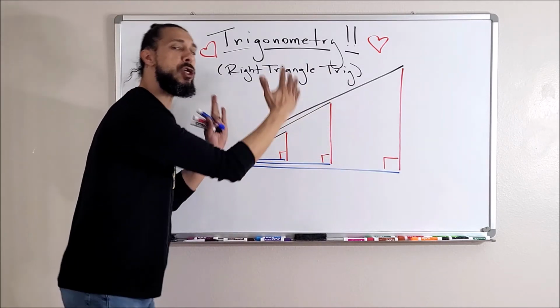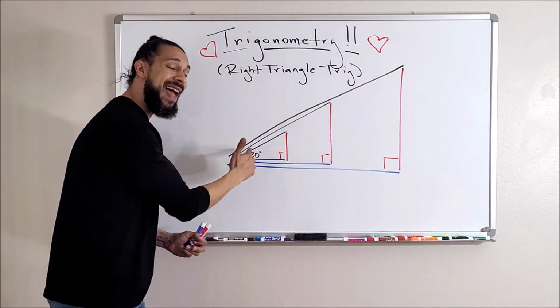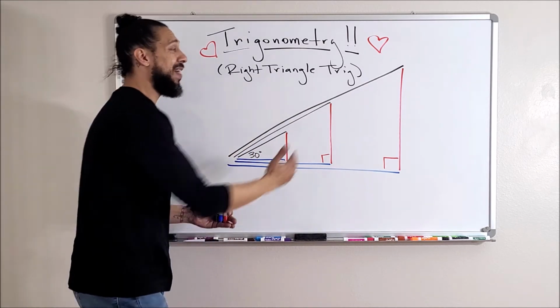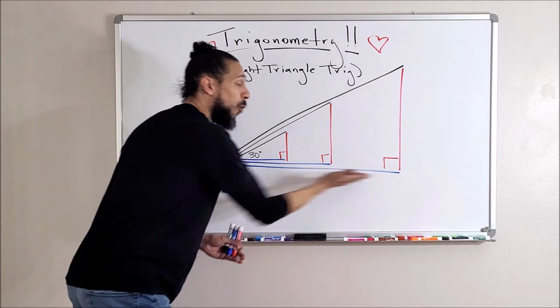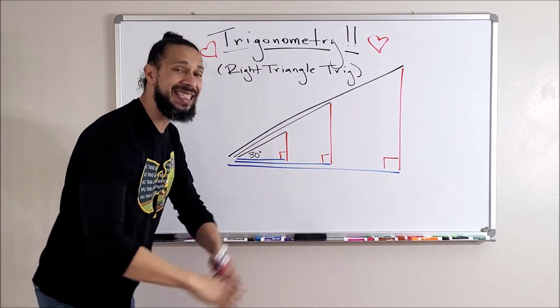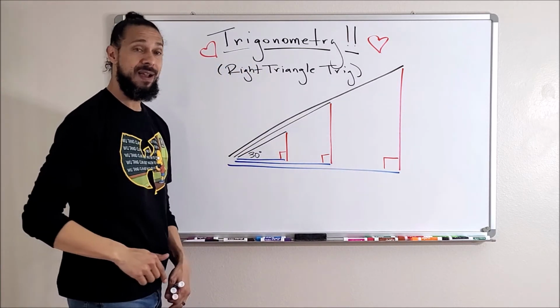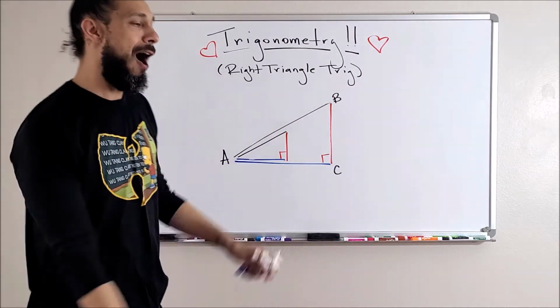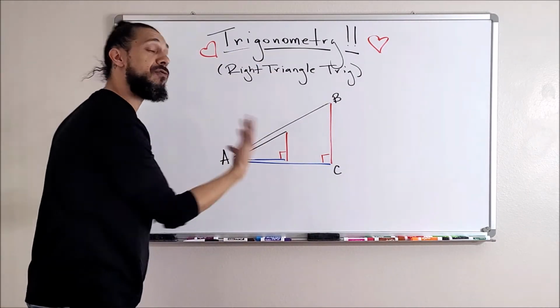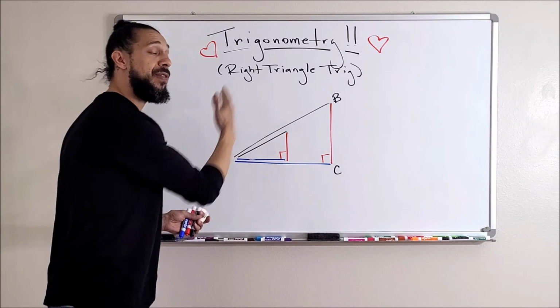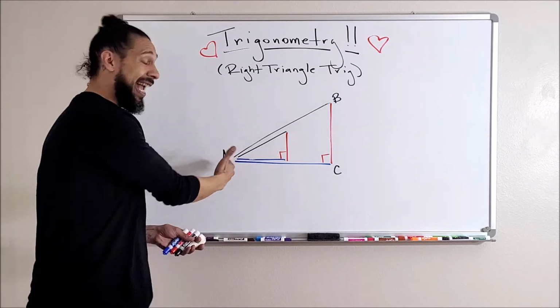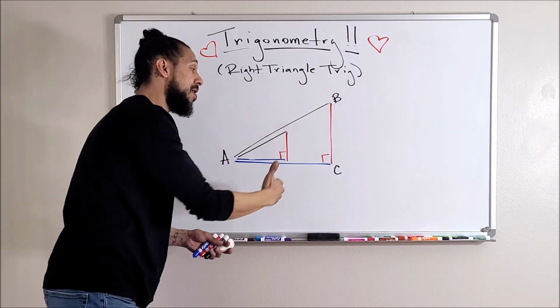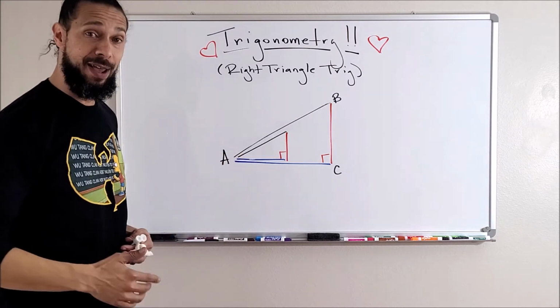Even a big, huge triangle like this, as long as that's still a 30-degree angle, this red side over this blue side will be the exact same ratio as it was in this triangle, as it was in that triangle. All right, so back to these original triangles, right? So we gave the vertices labels. So I got angle A over here, angle B over here, and angle C will be the right angle.